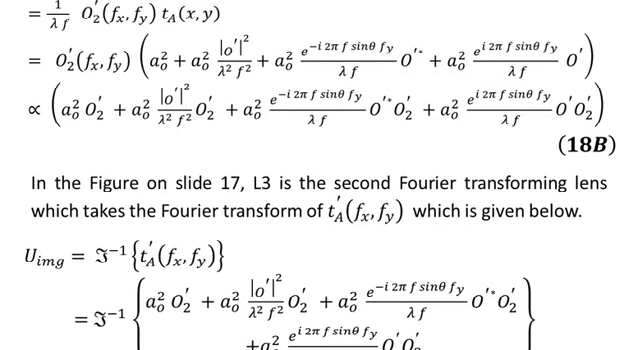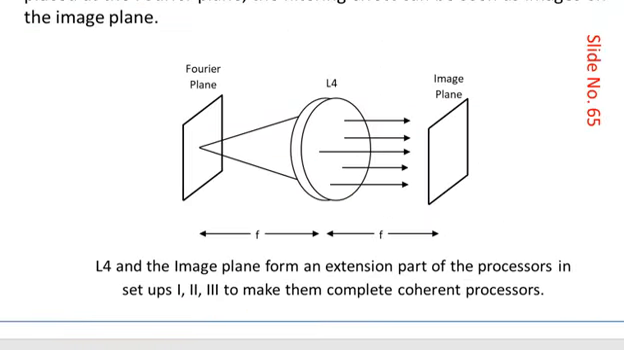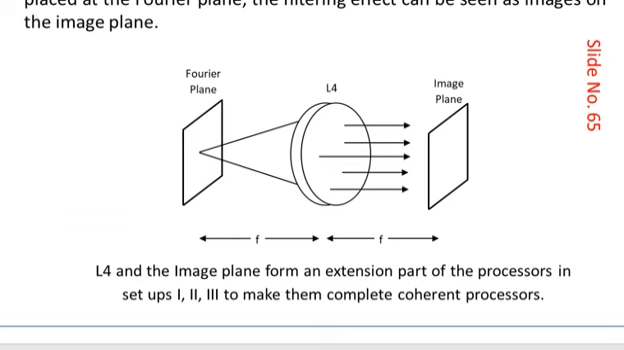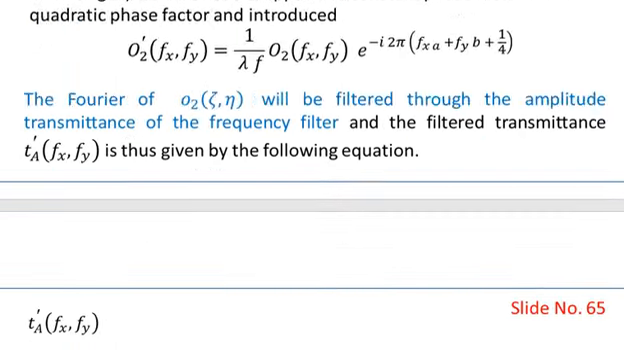Okay, in the figure on slide number 17, L3 is the second Fourier transforming lens which takes the Fourier transform of this TA prime as a function of x and y, which is given below. So you see that this setup takes the Fourier transform again of this quantity, that is the amplitude transmittance TA prime that we have written in equation number 18b. So L4 will take the Fourier transform of that quantity, and then you see that we can obtain the image over here. So let me show this one.